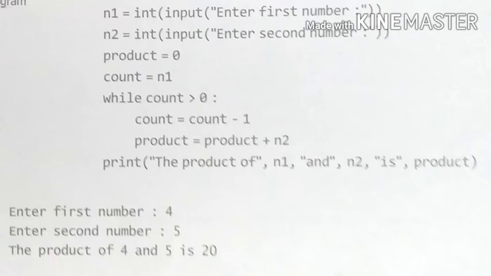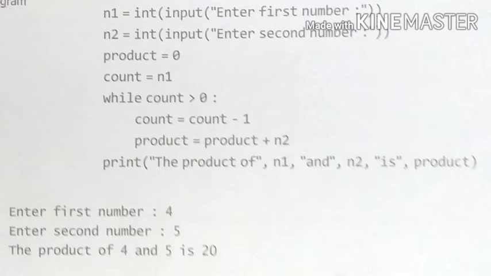Okay. Then product is equal to 10 plus 5 is equal to 15. Then next iteration, 1 greater than 0, condition satisfied. Then count is equal to 1 minus 1, 0. Then product is equal to 15 plus 5 is equal to 20. Then next iteration, 0 greater than 0, condition not satisfied. Then it comes out from the loop.